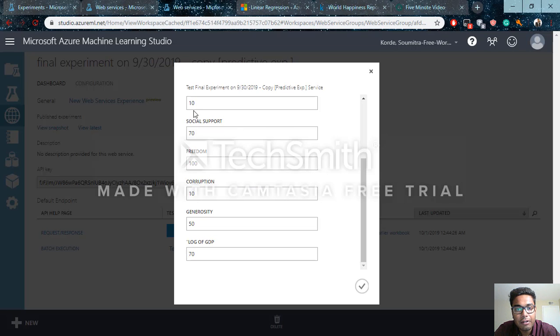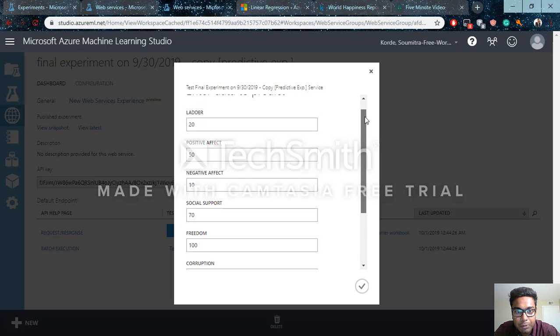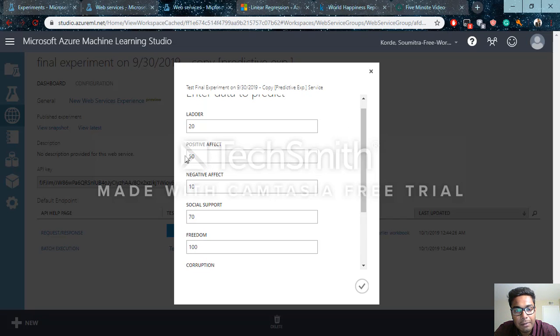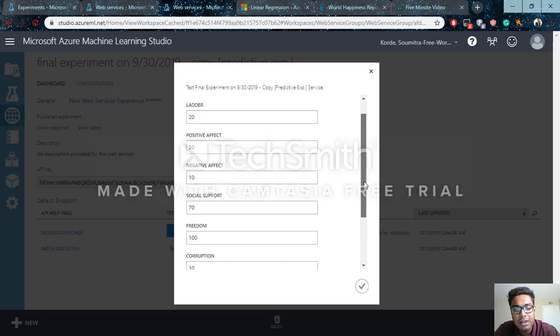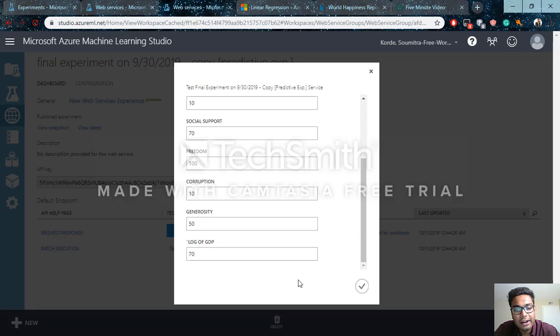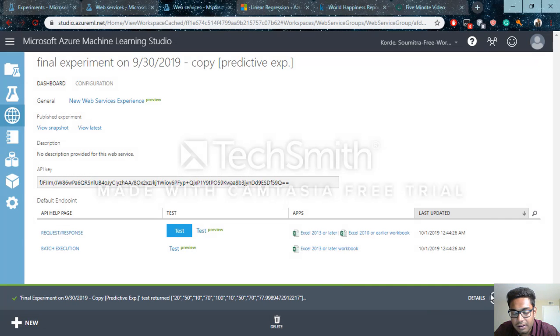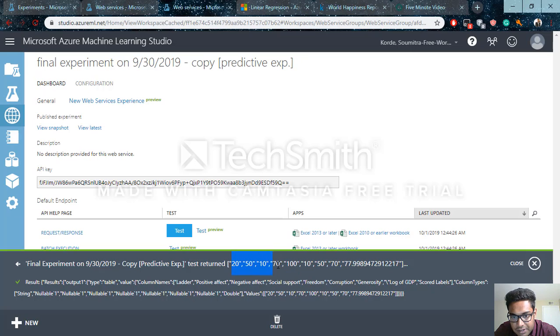Secondly, I have inputted some other values in which I am high on positive effects, social support, and freedom. Here our model should predict that life expectancy should be high. So let's run this, and here it is. For all these parameters that we inputted, our life expectancy is near 78, which is really high, and therefore we can reckon that our model is working fine and could be considered good.